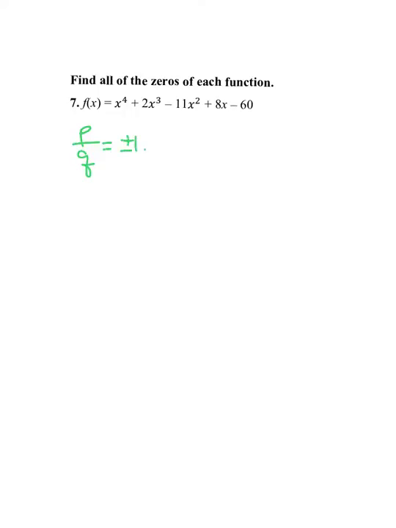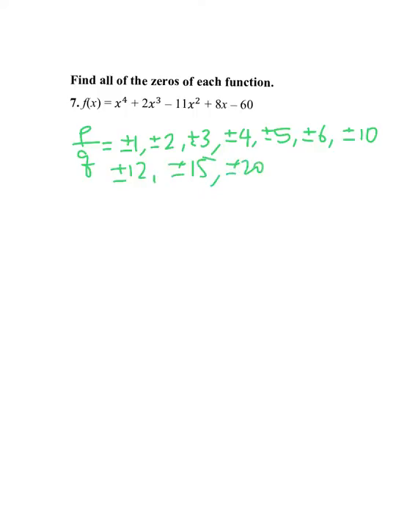And we get these factors: 1, 2, 3, 4, 5, 6, 10, 12, 15, 20, 30, and 60.